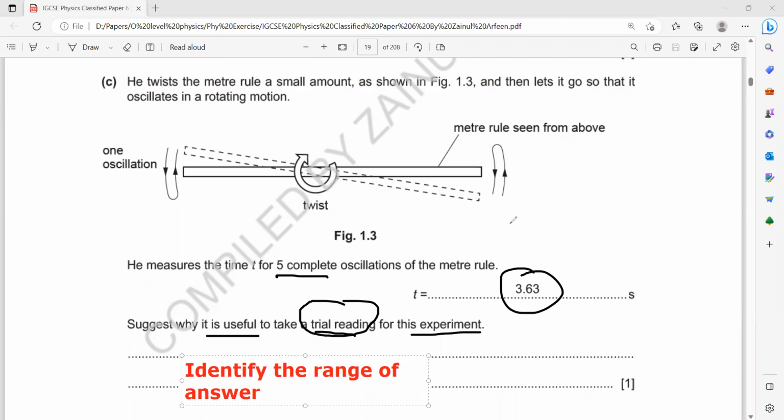For example, if you did a trial reading and you're getting an answer like 4.5, it means the answer will be somewhat closer to 4.5. It might be above 4.5 or below 4.5, but in this range. The main purpose of any trial reading in experiments is to identify the range of the value, like to identify the likely value for the experimental results. Is this clear? Yes, sir, clear.